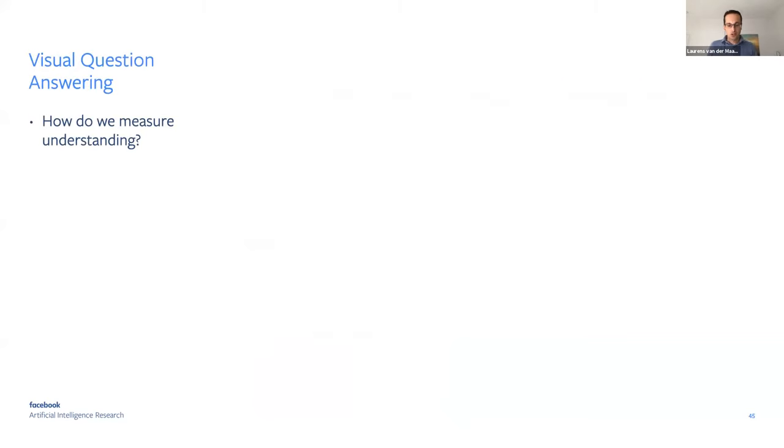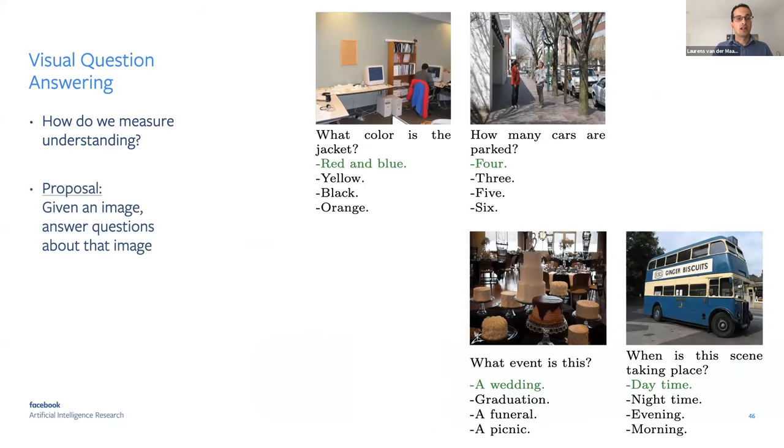A popular approach to doing this is to define the task of visual question answering, which is basically this proposal where you are given an image and a question about that image, and you have to answer the question. And this seems like a really reasonable proposal, right? If you have a system that really understands an image, then you should be able to answer any question about that image that is thrown at the system. And so this proposal got a lot of attention and gained a lot of popularity over the past couple of years.